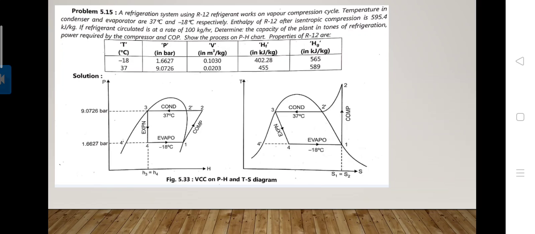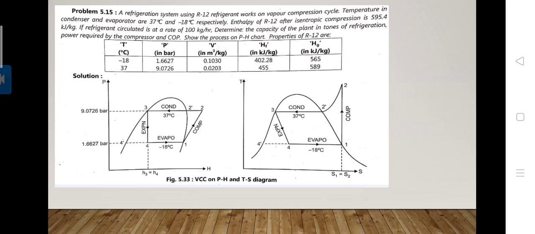A refrigeration system using R12 refrigerant works on the vapor compression cycle. Temperatures in the condenser and evaporator are 37 degree centigrade and minus 18 degree centigrade respectively. Enthalpy of R12 after isentropic compression is 595.4 kilojoule per kg, and the refrigerant is circulated at a rate of 100 kg per hour. Determine the capacity of the plant in tons of refrigeration, the power required by the compressor, and the coefficient of performance. Show the process on a p-h chart, using the properties of R12.